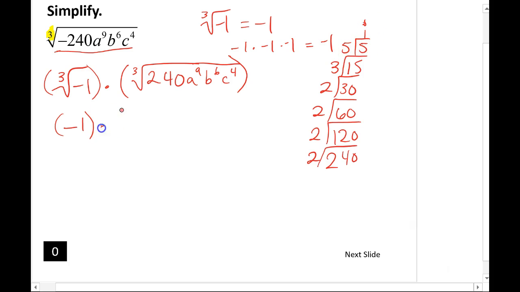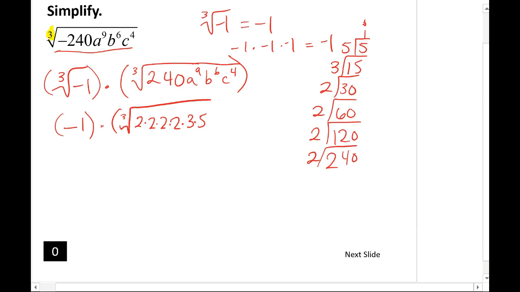So now on the inside, we'll have the cube root of 2 times 2 times 2, there's 4 2's, times 3 times 5. Now the last problem, I didn't break it down like this. I didn't show every single factor. I just made, basically, 4 2's is 2 to the 4th. But here is just another way of doing it.